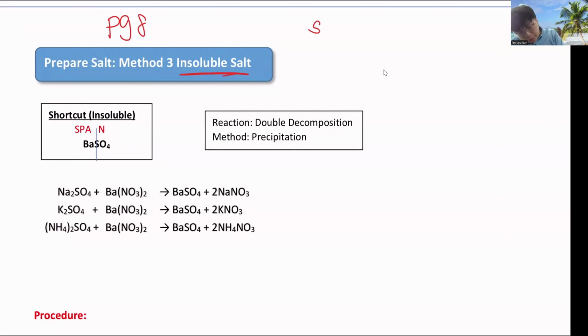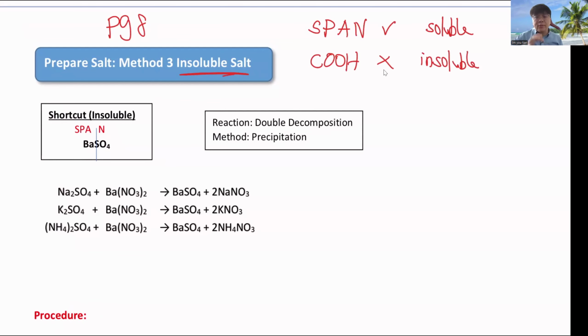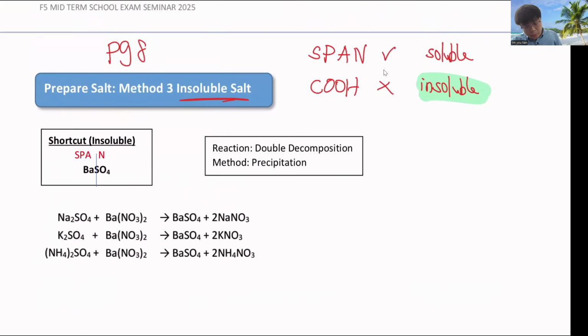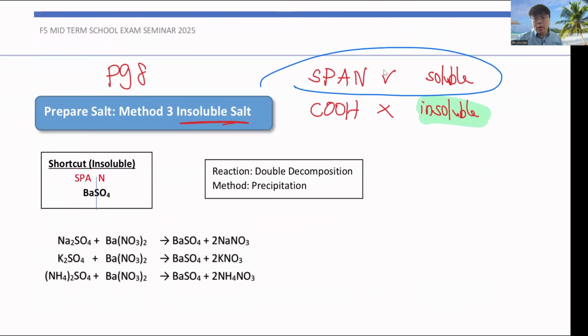So you see, SPAN is soluble, and COOH is insoluble. The concept is very simple. In order to prepare an insoluble salt, we will use soluble salt to help. The reason is because soluble and insoluble can be separated. As you can see just now, how do I separate a soluble salt and insoluble salt? I can use filter to separate. So in order to prepare an insoluble salt, we need to use soluble salts.